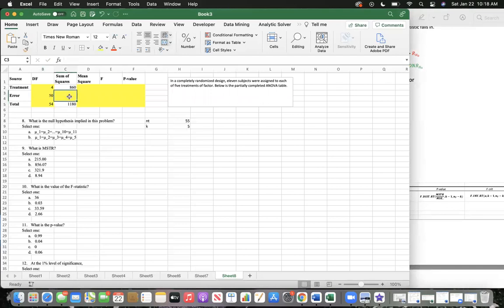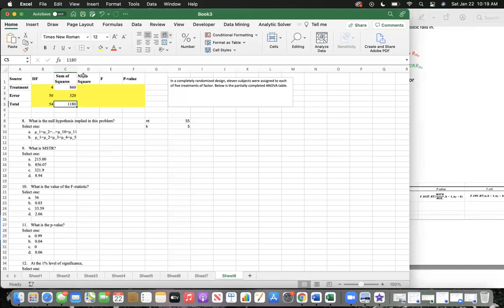All right, now let's do the sum of squares. This value we can get by subtracting this from this again, because this number right here is going to be these two values added together. So this minus this. There we go.